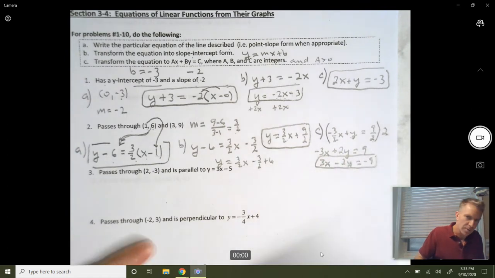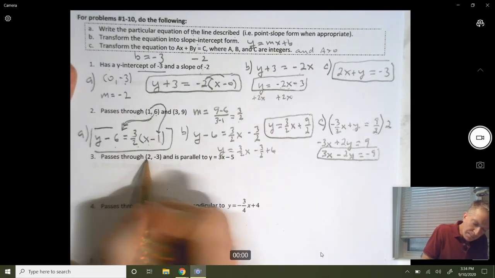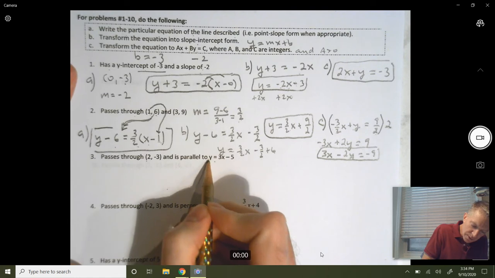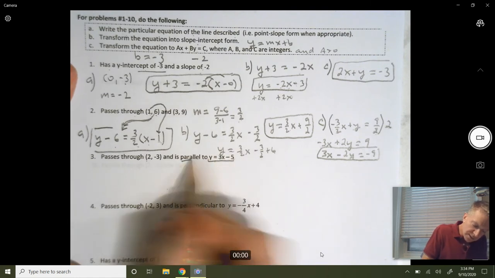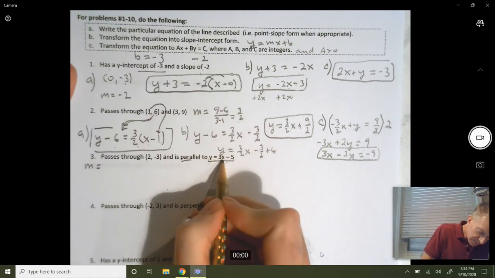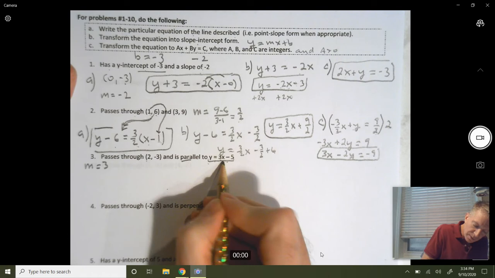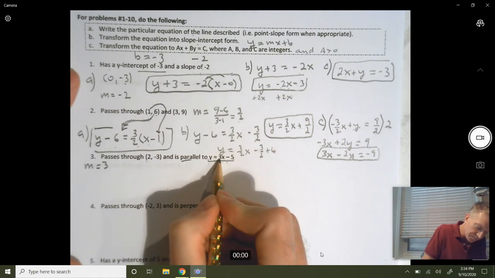There's your standard form. Okay, next one passes through this point parallel to this line. Well, this is slope-intercept form. If it's parallel to this line, it's going to have the same slope. So I know my slope is going to be 3. And I know that because it's y equals mx plus b. That's in slope-intercept form. So that 3 is the m.